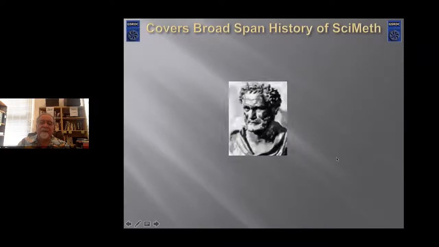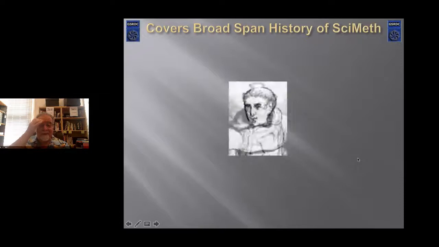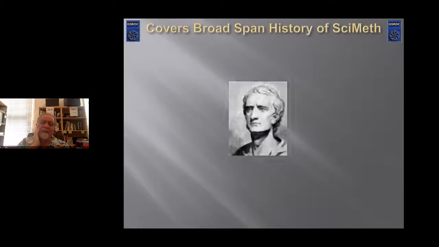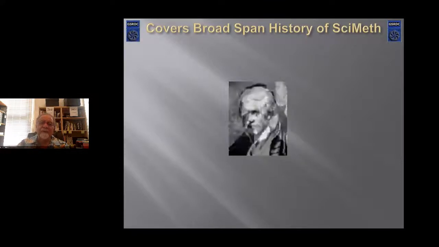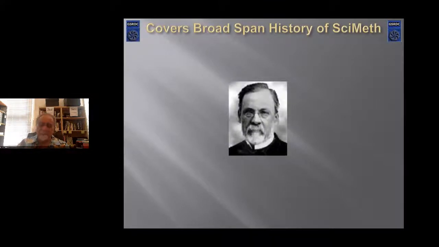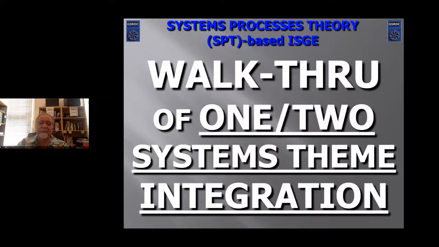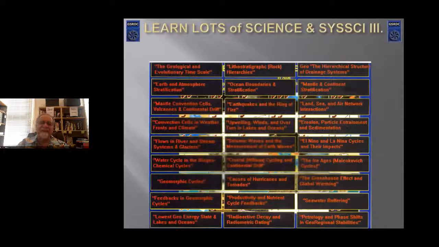Take, for example, these people that are shown in here, starting with probably Anaximander and then going all the way through Newton, and all the way to Pasteur. Many of these were before the thing you might call the Nobel laureates. So let's walk through one or two of the systems themes to see how it's integrative.